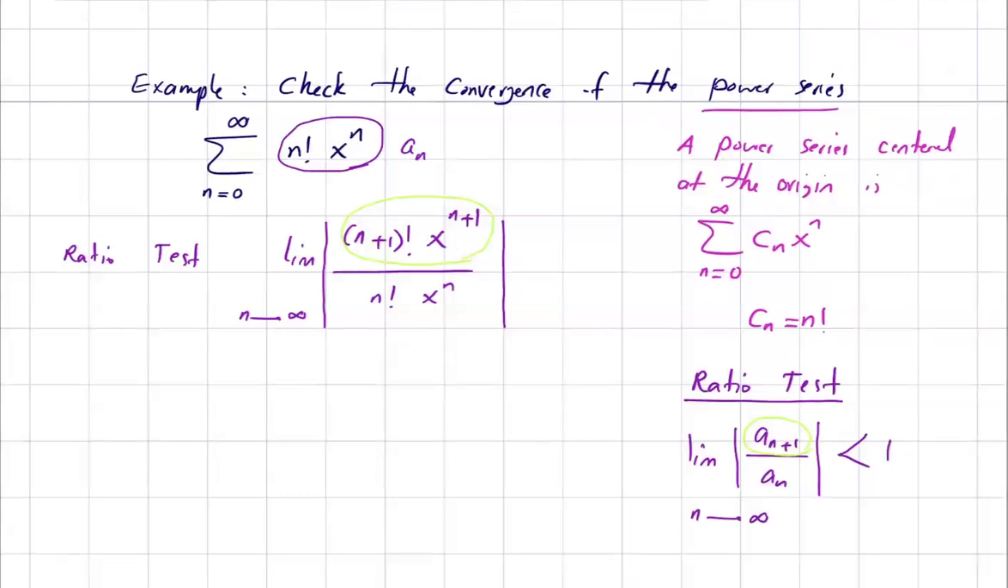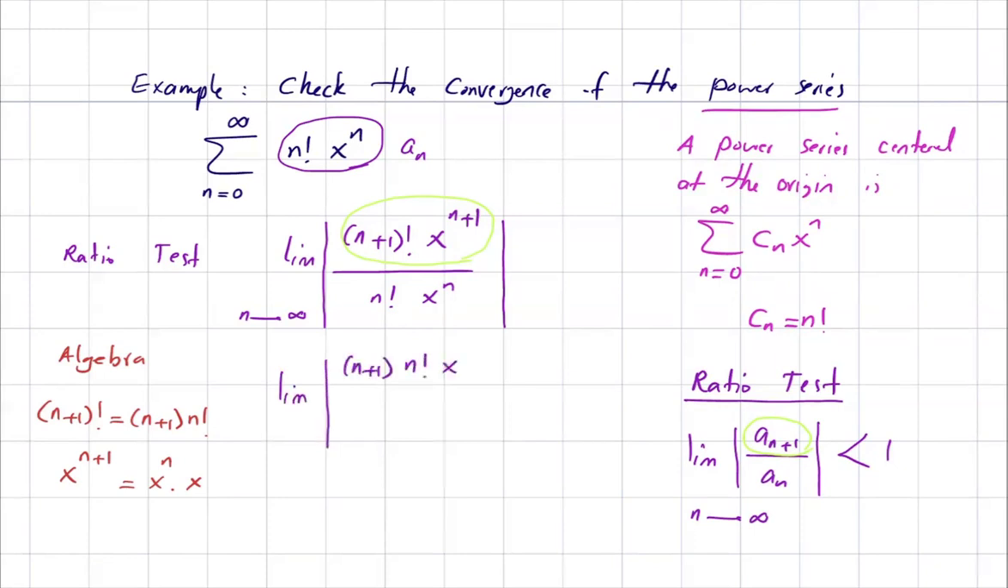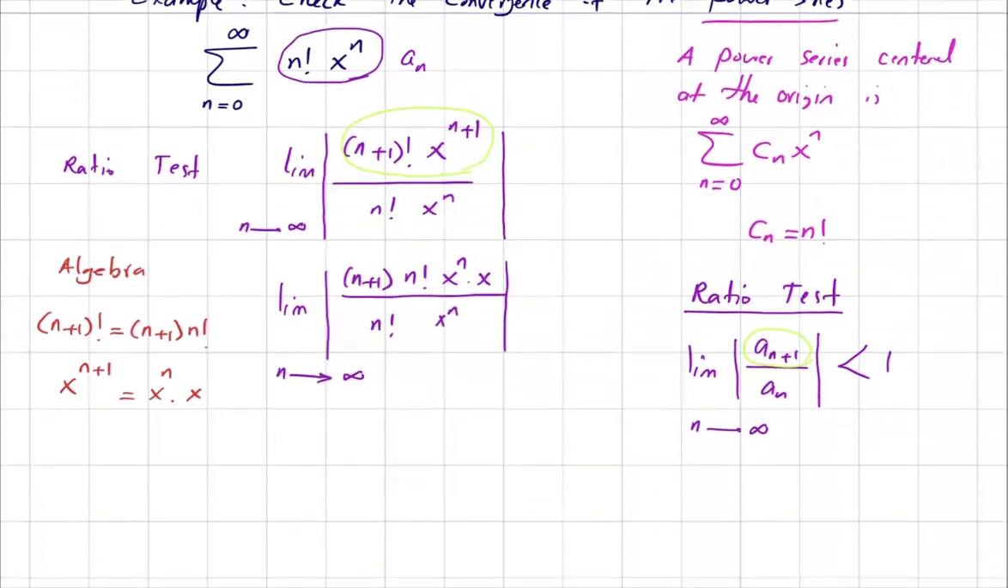Now let us do a little bit of algebra and simplify this as much as we can. For example, (n plus 1) factorial is (n plus 1) times n factorial. X to power n plus 1 can be written as x to the n times x. So this limit becomes the limit of the absolute value of (n plus 1) times n factorial x to the n times x divided by n factorial times x to the n. We are taking this limit as n goes to infinity.